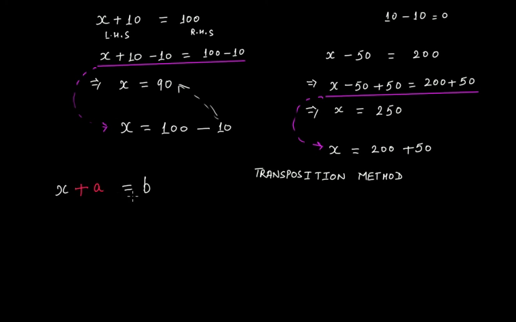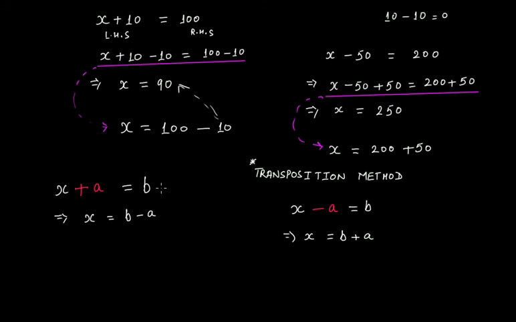My point is that if this is x plus a is equal to b, and for this side it is x minus a equal to b, then when you apply the transposition method on these two equations, this will be x is equal to b. This is plus a, it will become minus a. This was plus 10, it became minus 10. This is x equal to b, it was minus a, therefore it will become plus a.